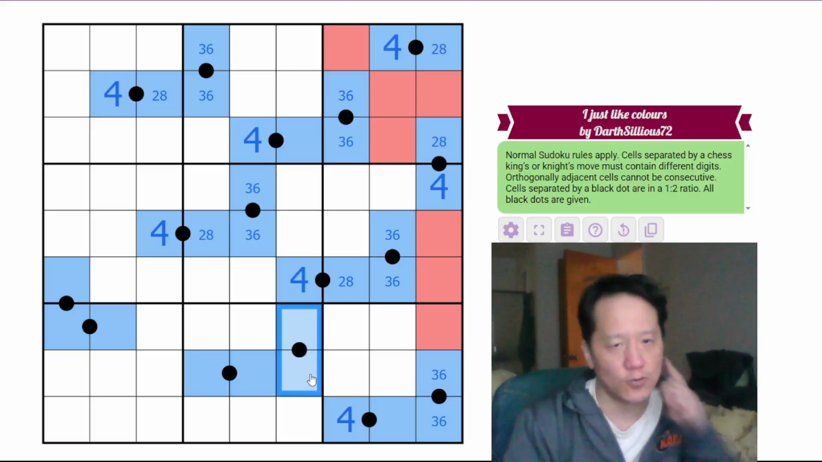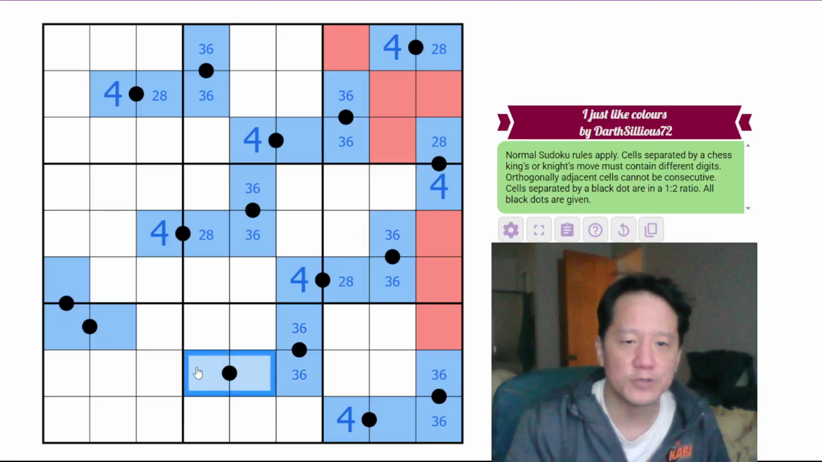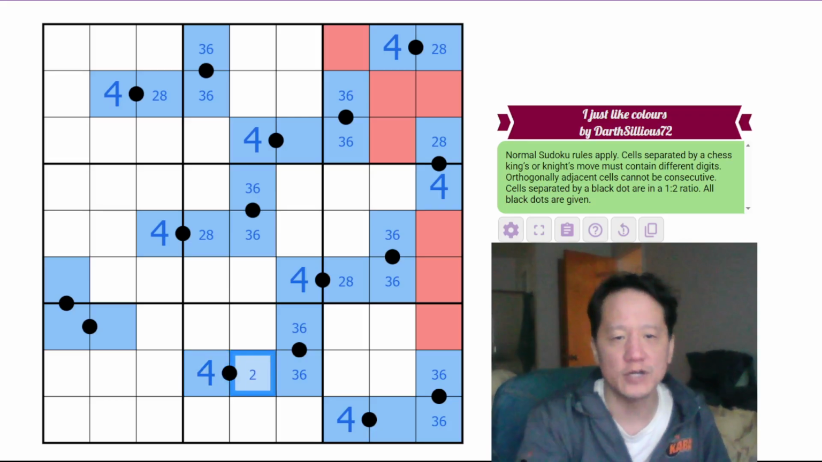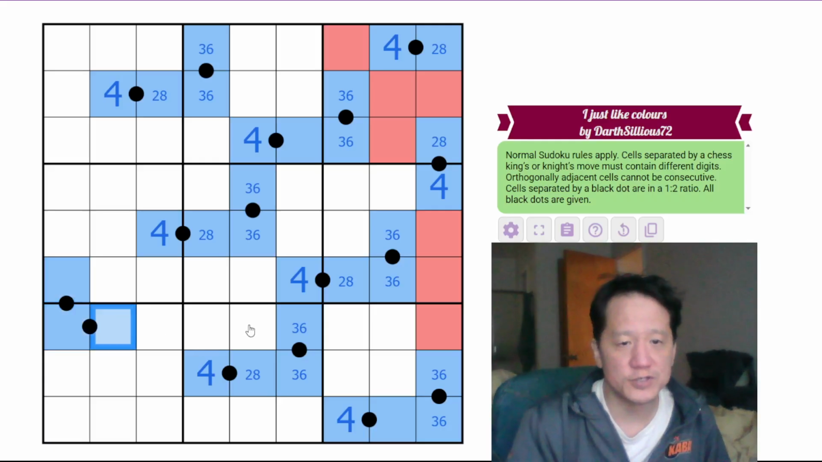Again, this can't be 4 with 2 or 8. This must be 3, 6 as a pair. Therefore, this cannot be 3 and 6. It must be 4 with 2 and 8. And this can't be 4. So this is 4. This is 2 or 8. This digit can't be 4. This digit can't be 4.